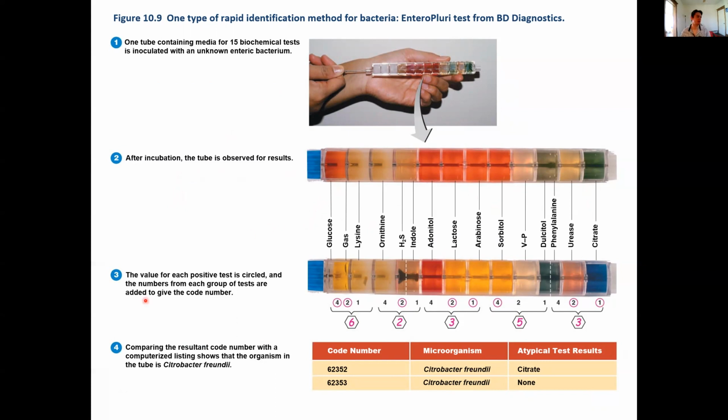That's done essentially by circling the value for each positive test. So if it's positive, you see there, circled, circled, circled. So you have that 4 and that 2 giving you a 6. And you have 2 giving you a 2. You have 2 and a 1, giving 3. I don't know why that becomes a 5. I think that's a typo. This should be a 4. And then you can read on from that. That will then give you a code number, which is then related to a specific organism.